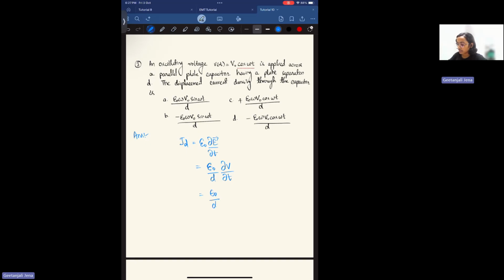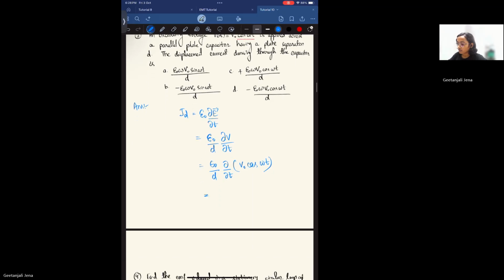So epsilon naught by d, dou by dou t of V, which is V0 cos omega t. So epsilon naught V0 omega by d. There will be a minus sign, sine omega t. So the answer would be option B.